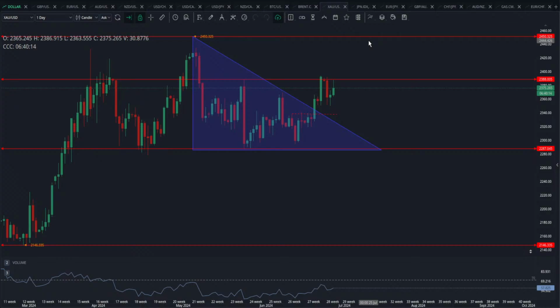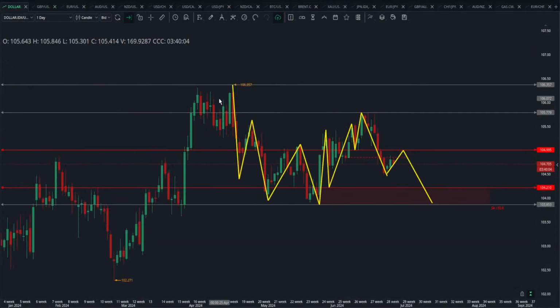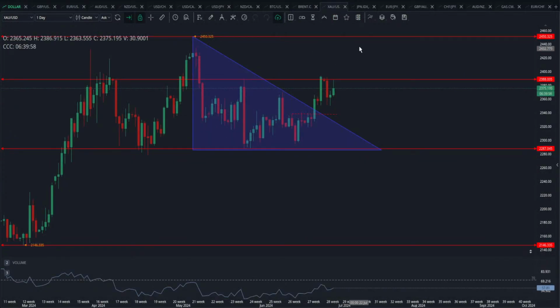2450. This may come by this weekend also. Today is Wednesday. You can expect a move towards 2450 by the weekend. Why am I saying so? Because I'm expecting the US dollar as a whole to break down to the downside. If it happens, definitely gold will react and try to go higher.